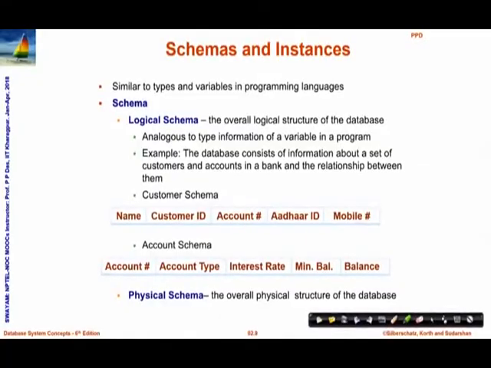This is not actually the data. The customer schema is not saying who the customers are. The account schema is not saying what are the accounts, what is their balance, but it is saying that if a customer needs to be defined, then what is the information that you need to know, what is the information that you need to manage. If an account needs to be described, then what are the different fields that are important. So, this schematic or this metadata is called the schema of a database.